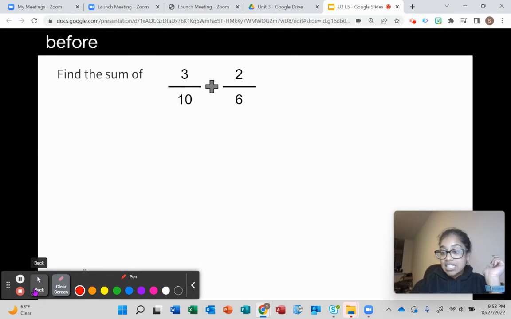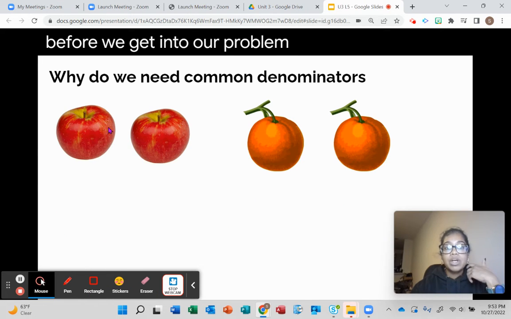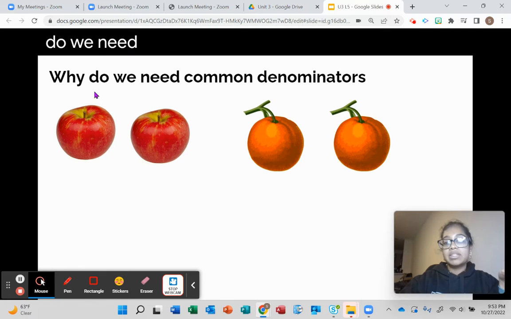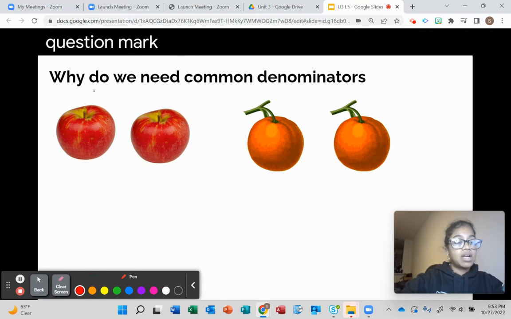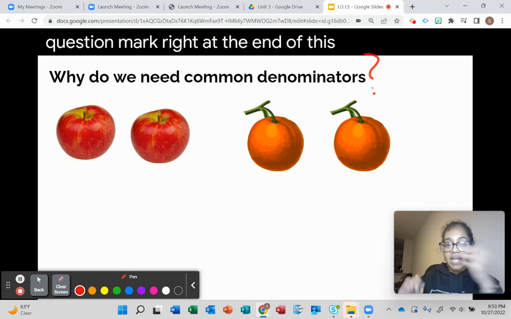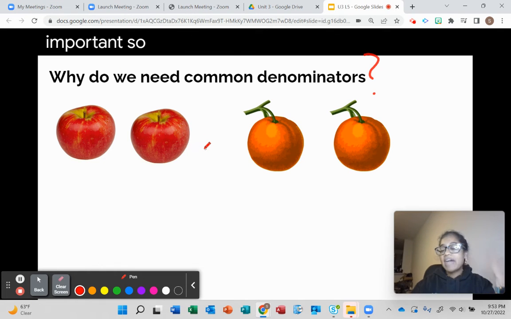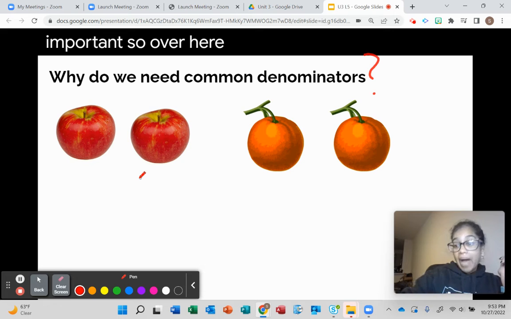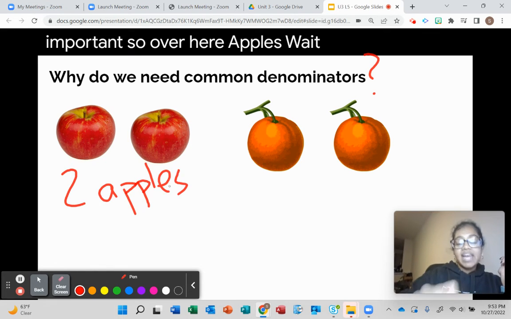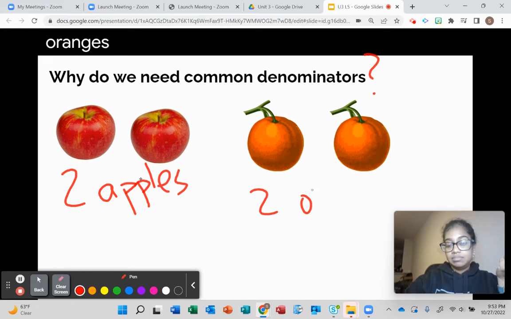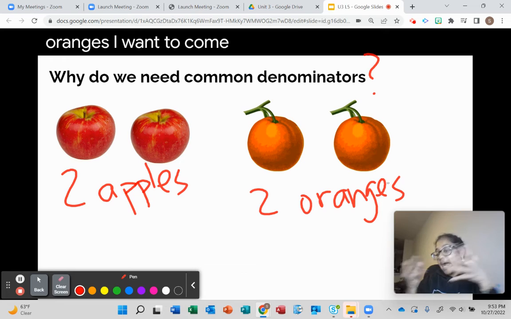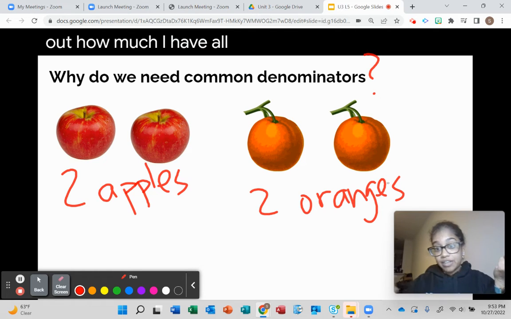Now, before we get into our problem, I want to go over why do we need a common denominator? Why is that so important? So over here I have an example. I have 2 apples, right? And I have 2 oranges. I want to combine them together and find out how much I have all together.